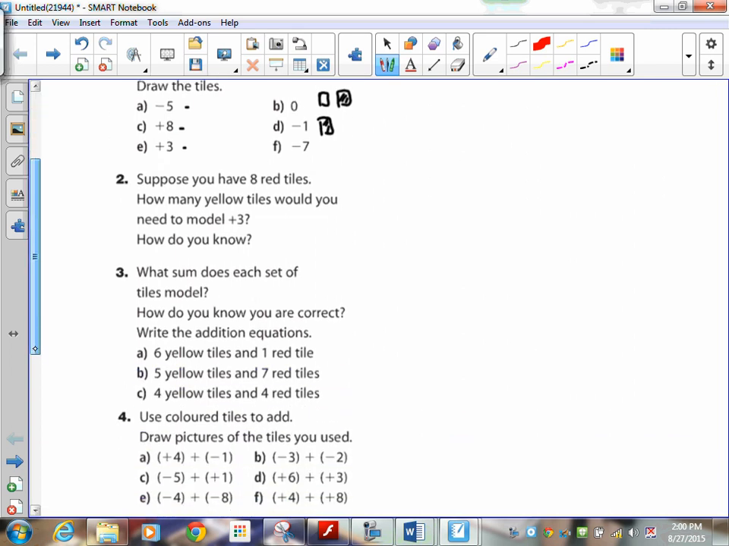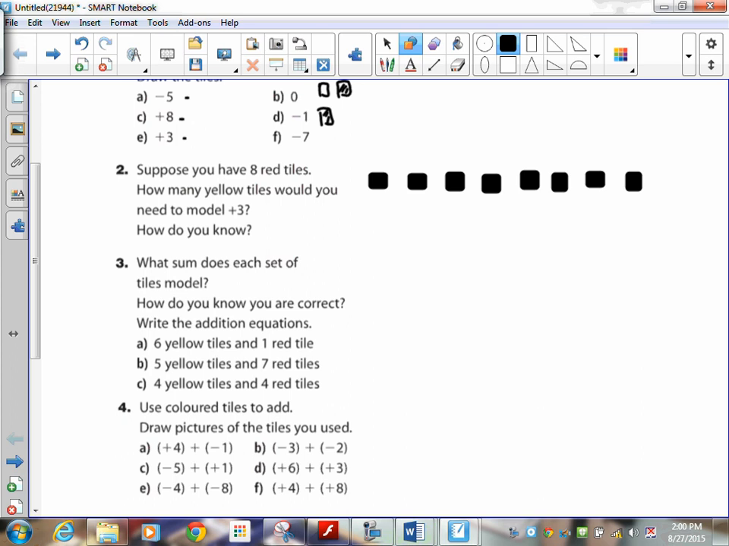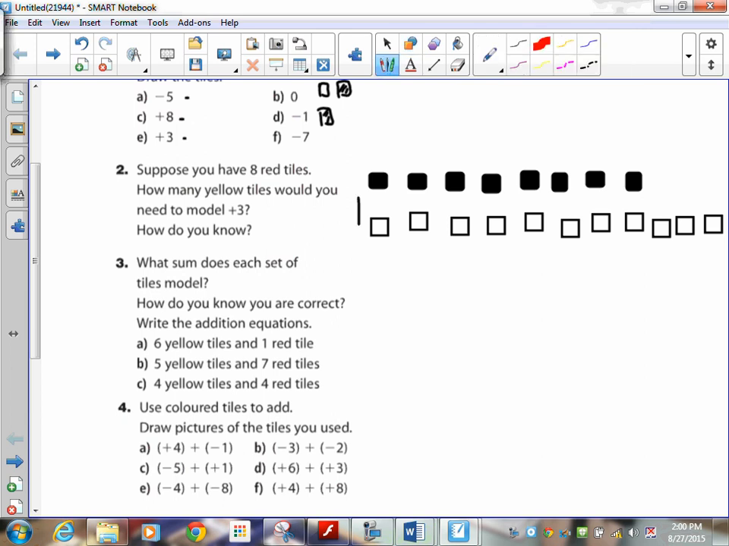Okay, and then here, suppose you have 8 red tiles. How many yellow tiles would you need to model positive 3? So very quickly to do this one, you have 8 red tiles. 1, 2, 3, oops, sorry. 1, 2, 3, 4, 5, 6, 7, 8. I need to get positive 3, which means when I'm done, I've got to have 3 left over. So I've got to make all these disappear. All right, so how many do I have there? If you take a look, I've got 11 positives there, because these ones here will all go to 0.